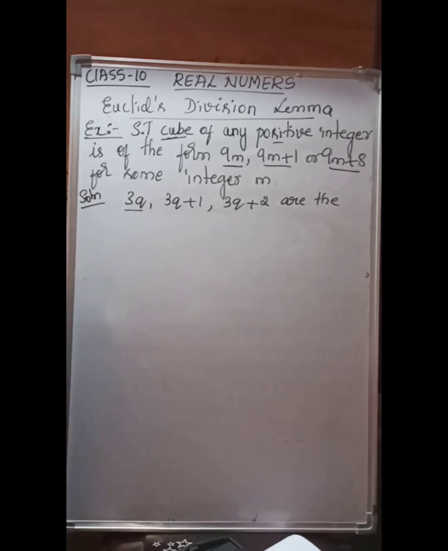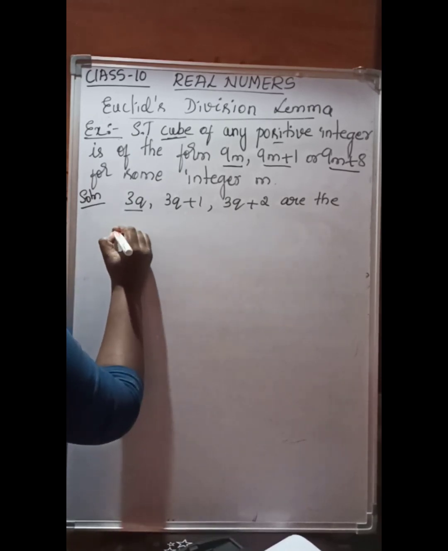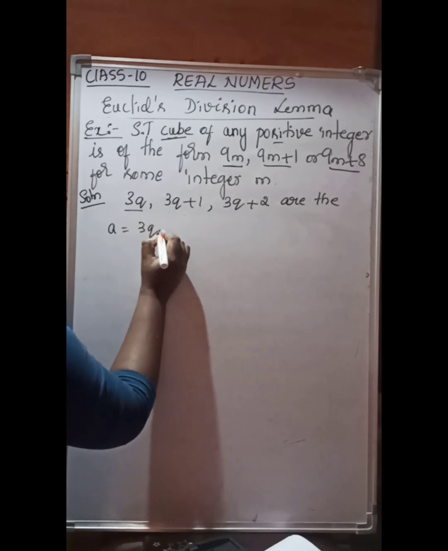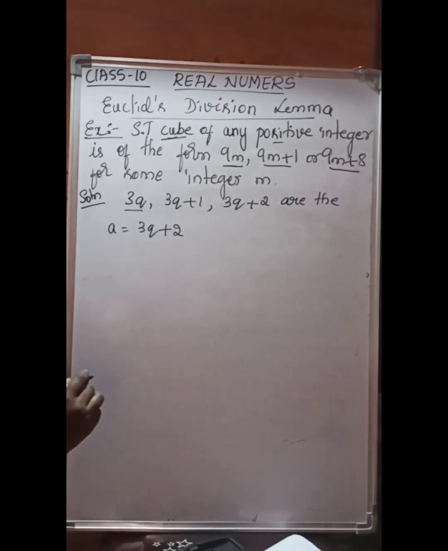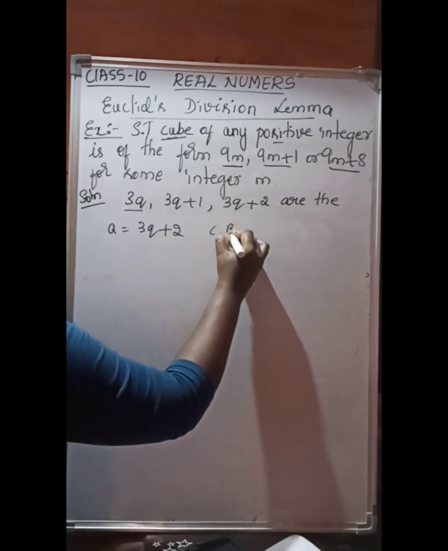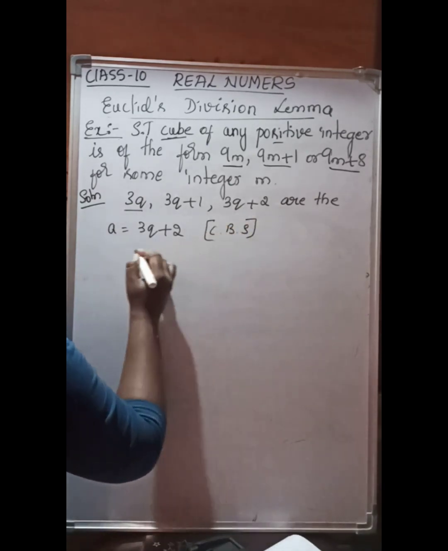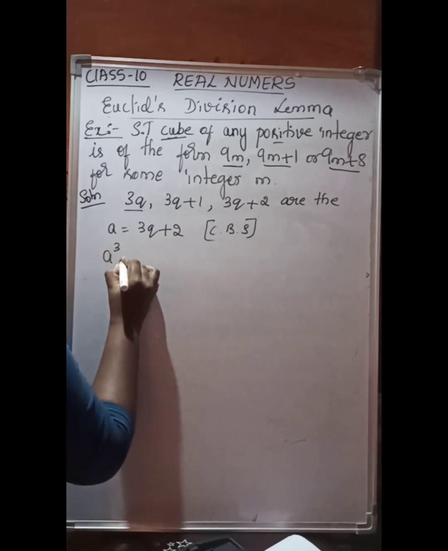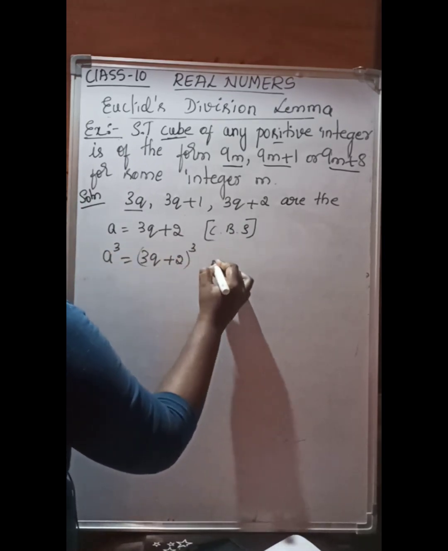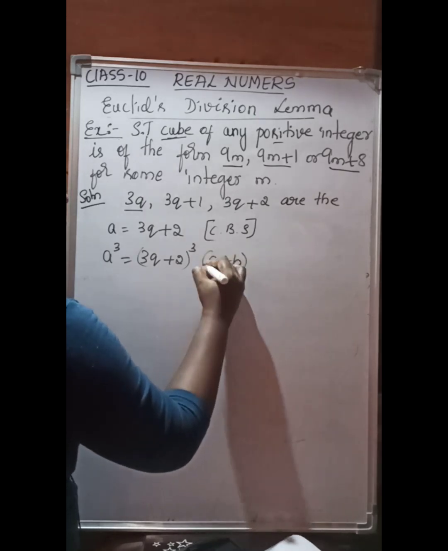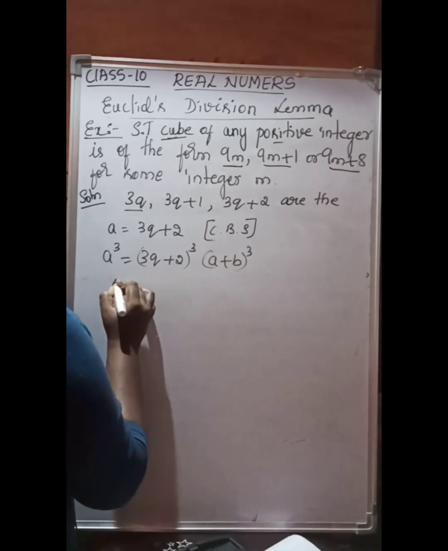Now consider a equals 3q plus 2. We have to prove it exists in the form of 9m plus 8. For that again cube on both the sides. So when you cube it on both the sides, what will happen? Again it will come in the form of a plus b whole cube. Please expand it according to that.